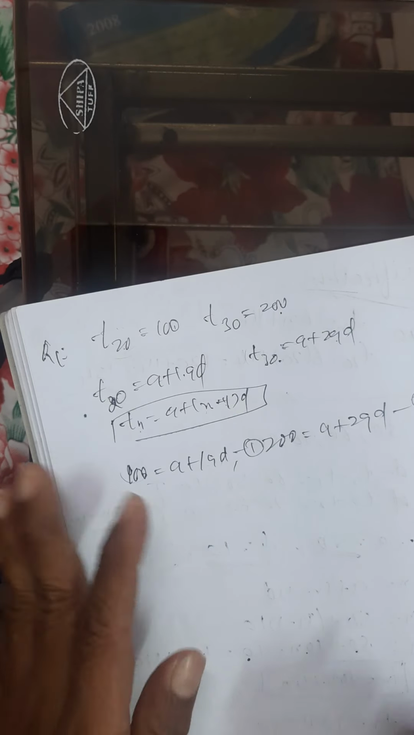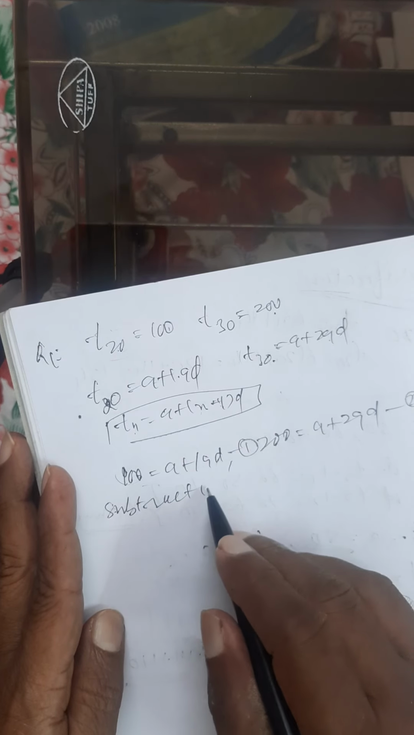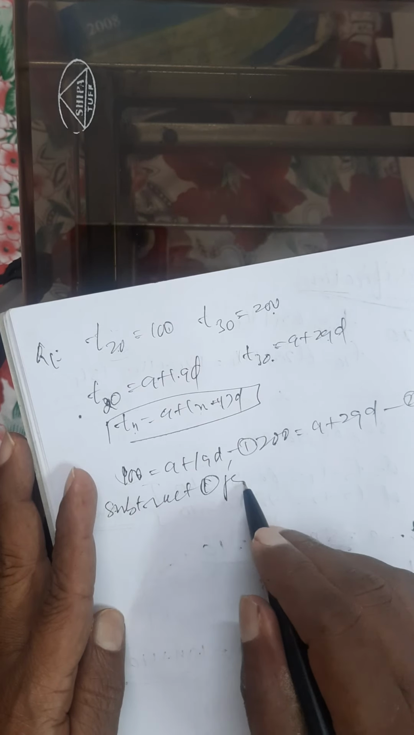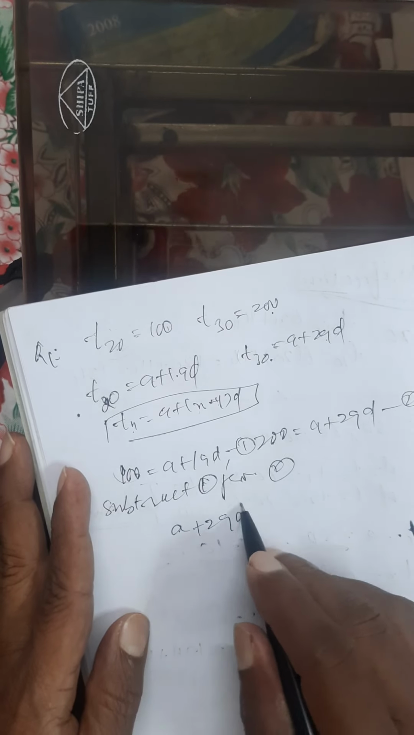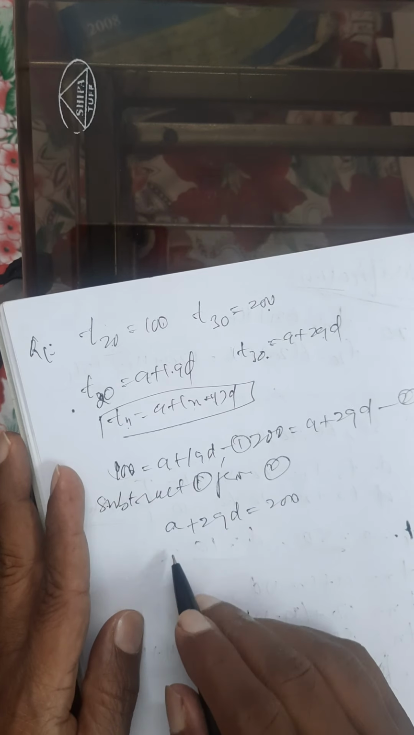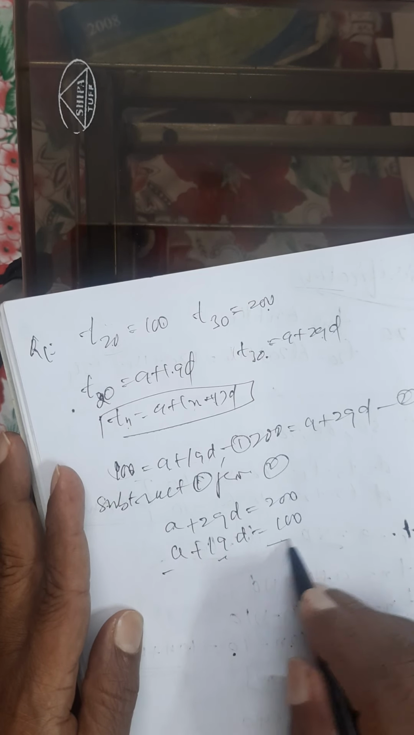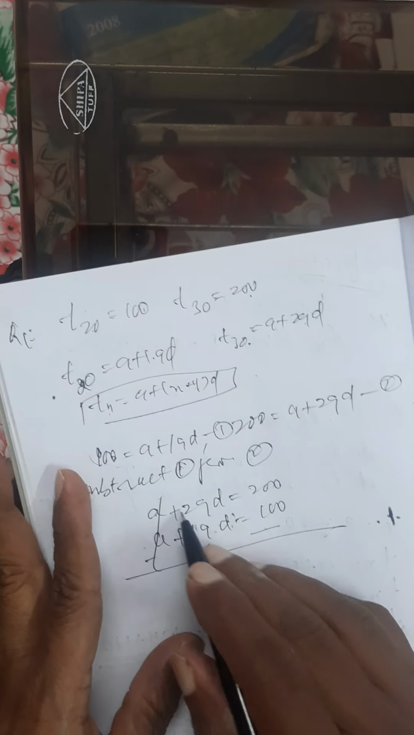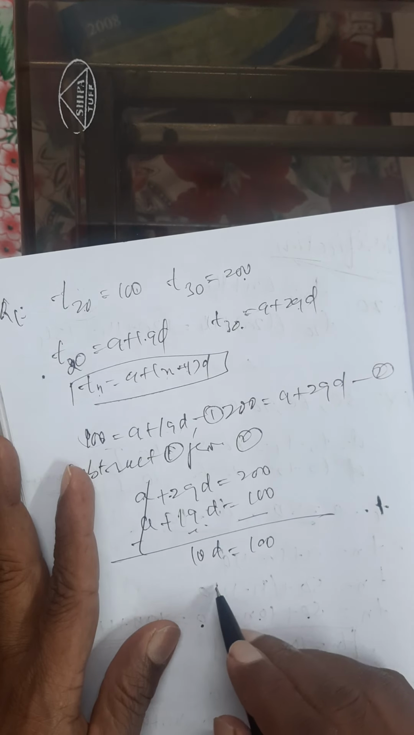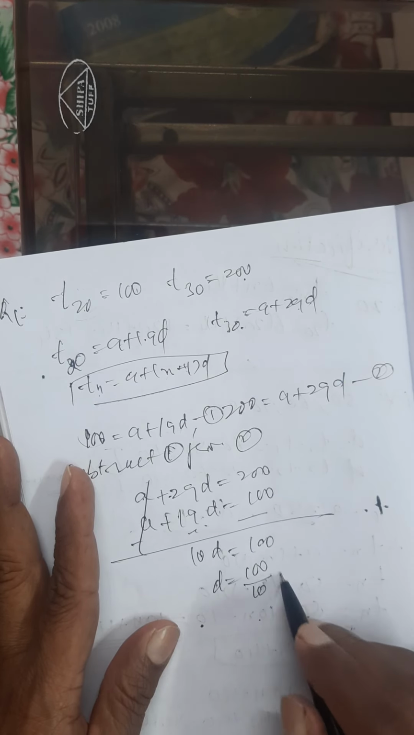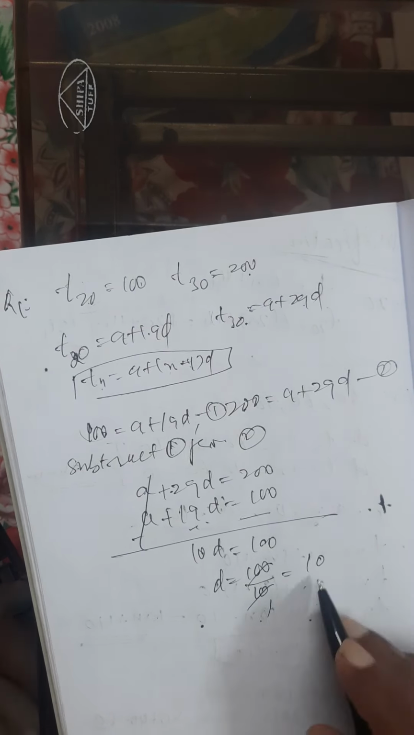Now subtract equation 1 from equation 2. So we write A plus 29D equals 200, and here A plus 19D equals 100. Now subtract: A gets cancelled. 29D minus 19D is 10D, and 200 minus 100 is 100. So D equals 100 by 10, which is 10. We know that the common difference is 10.